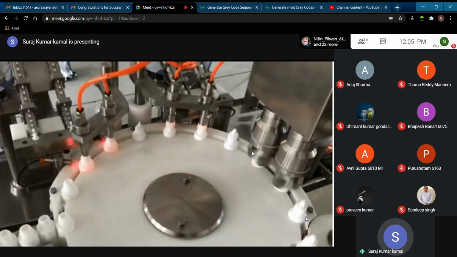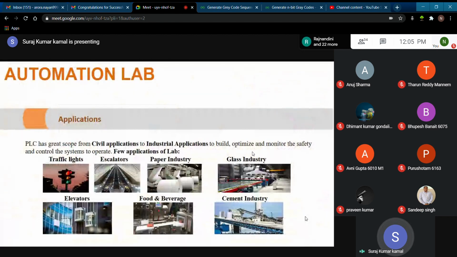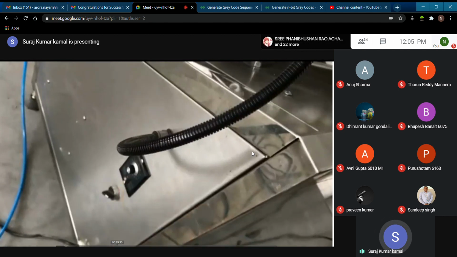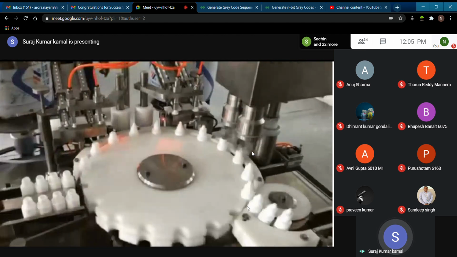So as you have seen in the mechatronics presentation, there are multiple integrations of different engineering streams in the industry. How to integrate that system will be done in the mechatronics part. As you can see over here, you can learn how different systems can be integrated.